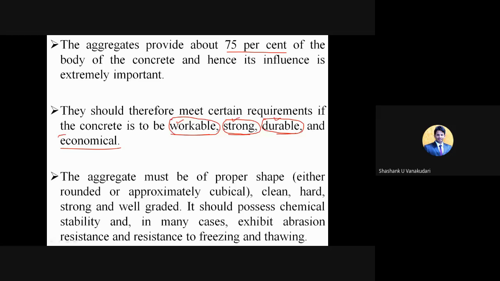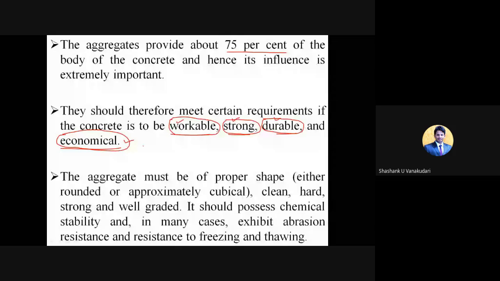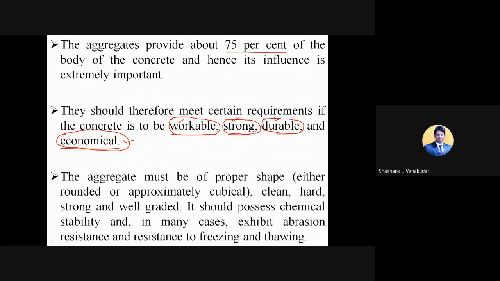it should be economical. Means we need to choose the aggregates which are nearly available, means easily available, or else we can call it locally available, so that the transportation cost is reduced, which is going to reduce the cost of those materials. Clear? And then the aggregate must be of proper shape, either rounded or approximately cubical. Clear? So that these cubical aggregates are going to give the proper bonding in the structure.